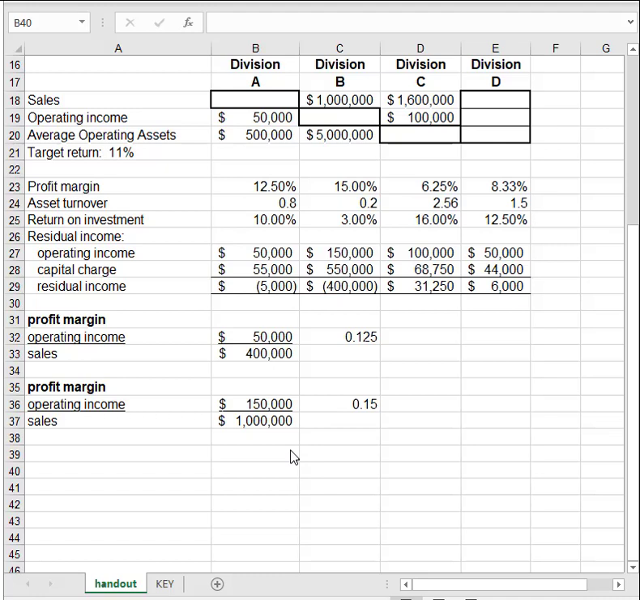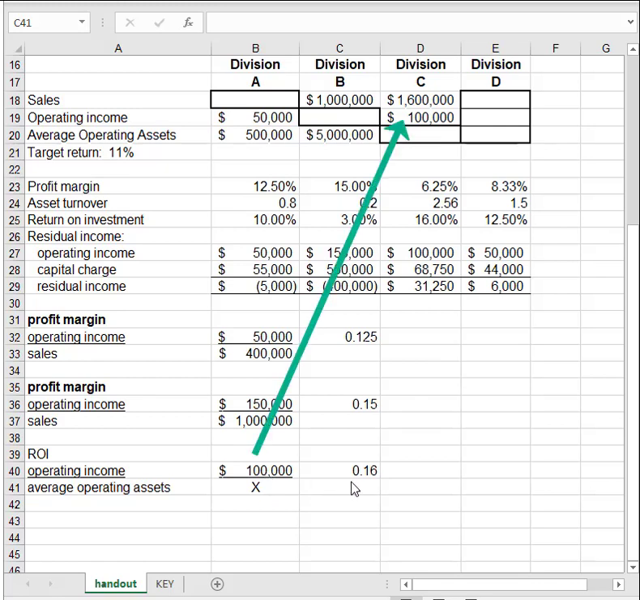For division C, I need a ratio that has average operating assets in it. Well, I can pick any of them, but I'm going to pick return on assets or return on investment, same thing. So they give us operating income, and then they tell us what the return on investment is. And so here I can cross multiply it, and I get 0.16X equals 100,000, and then I can divide that out.